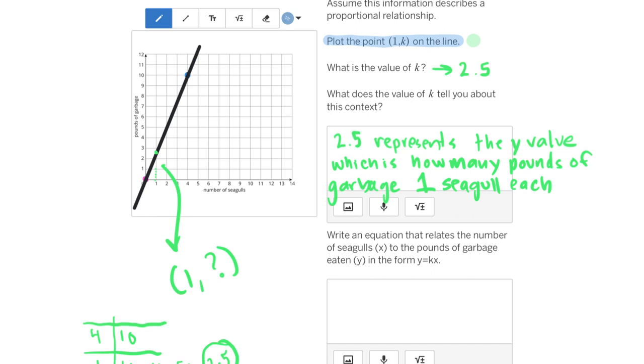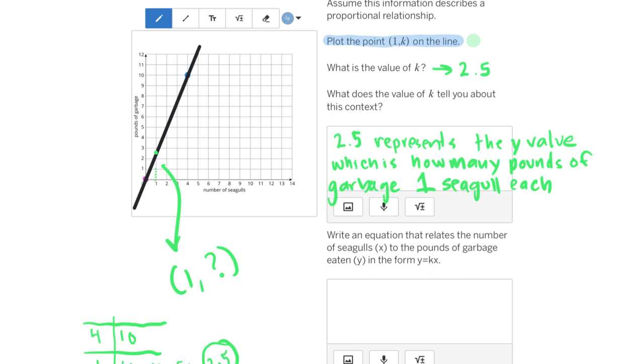I'll say it one more time. Every single graph that we do, we can find the x value of 1 and what the y value will be. And that y value is our constant of proportionality. It is what we are multiplying everything by each time.